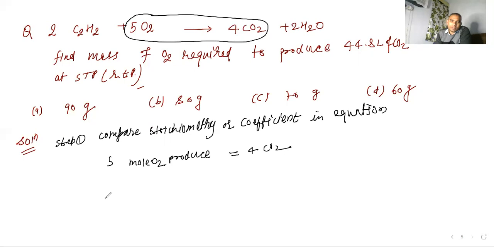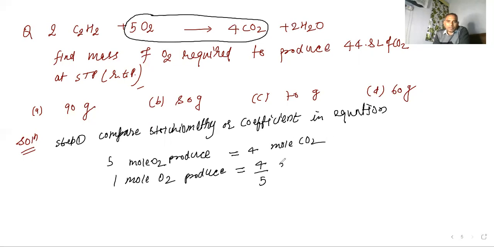So 1 mole O2 produces how many mole CO2? 4 by 5 mole CO2. This is the mole CO2. This is also mole CO2. But how much is given? This is the equation only. This is all step number one. We got this from the equation. According to this, it is going to proceed.